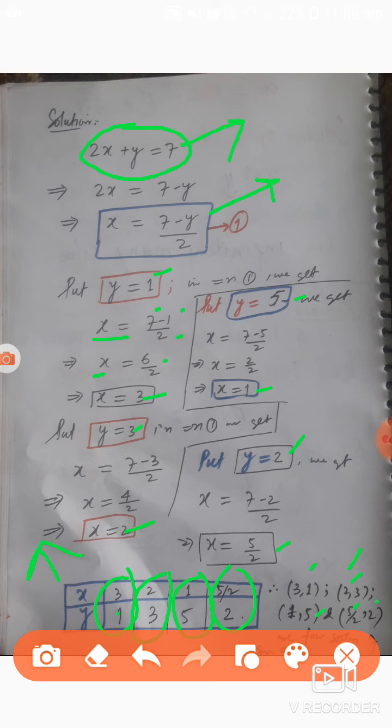Similarly, you can find different solutions of a given equation by expressing one of the variables in terms of the other and then putting values of the independent variable. Then the value of the dependent variable can be found. So this is the method of finding the solution of a linear equation in two variables.